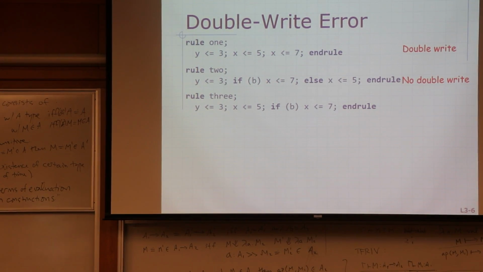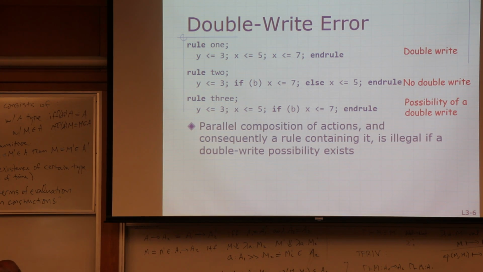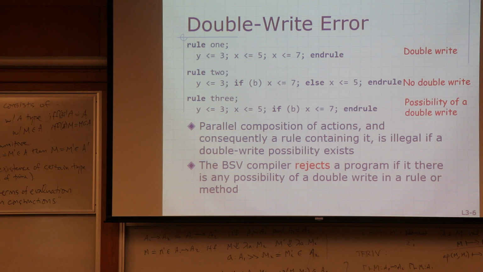What about this one? X gets 5, and if B is true, then x gets 7. There is a possibility of a double write, if B turns out to be true. And when there is a possibility of a double write, that's as bad for us. So the reason I'm pointing out all these things is that parallel composition of actions, and consequently a rule containing it, is illegal if a double write possibility exists. And the compiler will reject this. So you don't have to worry about this. If you write bad programs, the compiler will come and say illegal rule, because it checks what's going on.